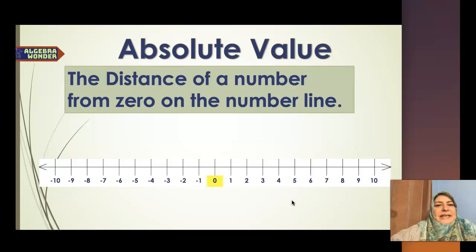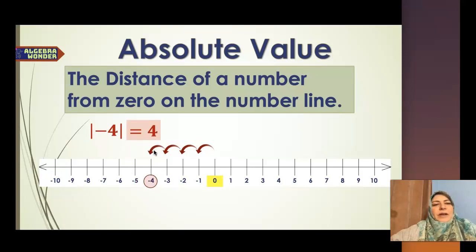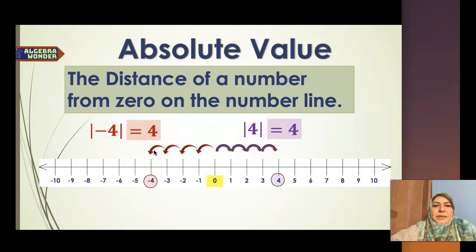So let us go back quickly to review what absolute value is. Absolute value is the distance of a number from 0 on the number line. So if I ask what is the absolute value of -4, it is the distance from 0 to -4 on the number line: 1, 2, 3, 4. So it's 4 steps. So the absolute value of -4 is 4. Same thing, the absolute value of 4 is how far? 4 from 0, which is 4 steps, so it's 4.